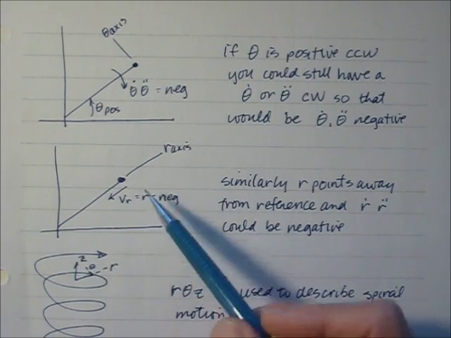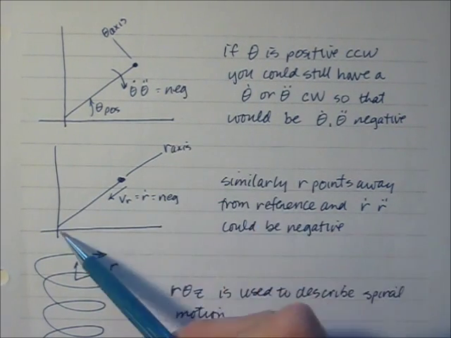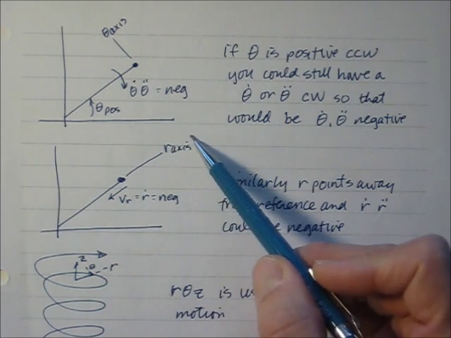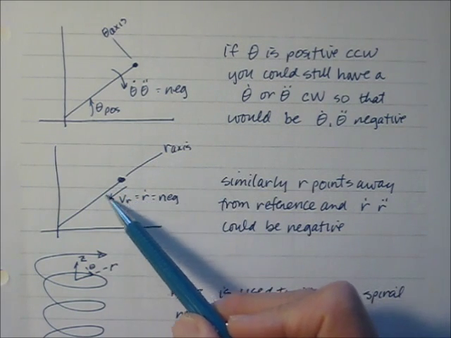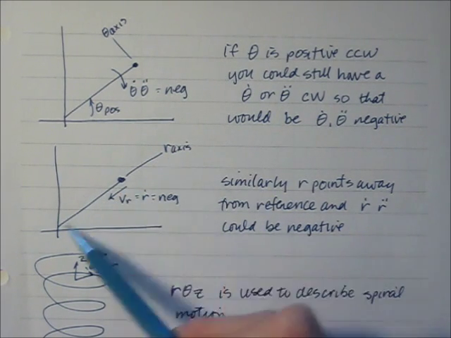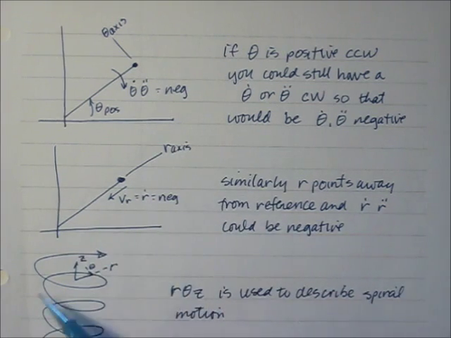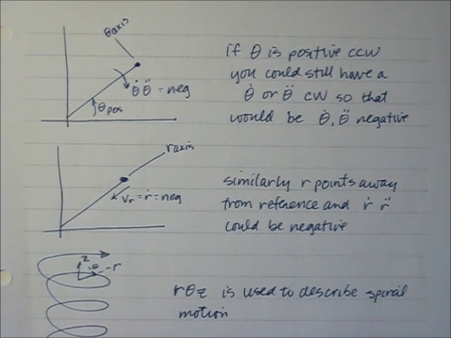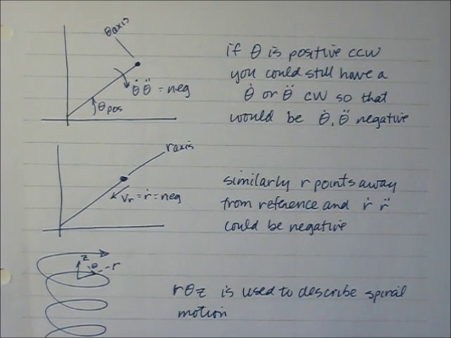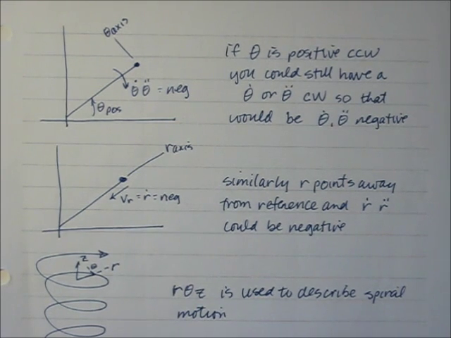The same thing with r. If r is going positive away from the origin, so the r axis is going that way. However, if the particle is moving back toward the origin as a function of the radial direction, we could easily have r dot and r double dot negative. And we could have them be positive, it could be combinations of positive and negative. In other words, one of them could be positive, the other one could be negative, fairly easy.